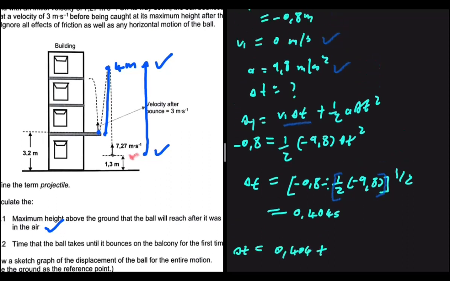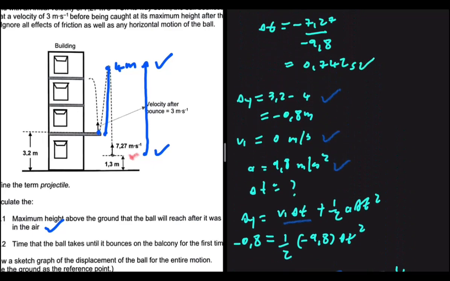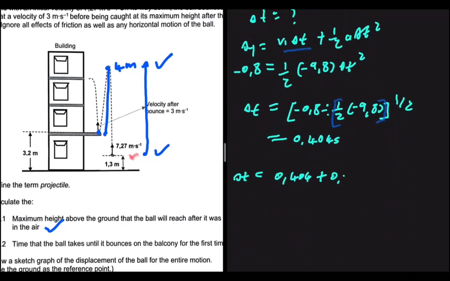So our total time will be equal to 0.404 plus 0.742 plus 0.742. This is 1.15 seconds. Let's do the last question.